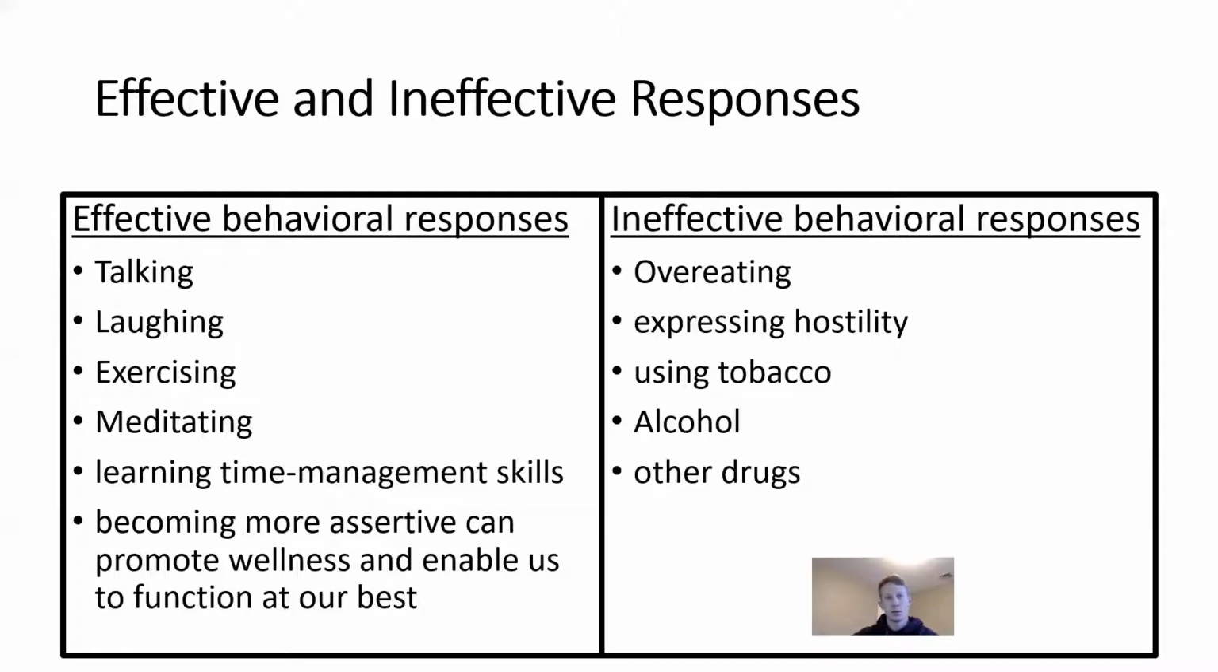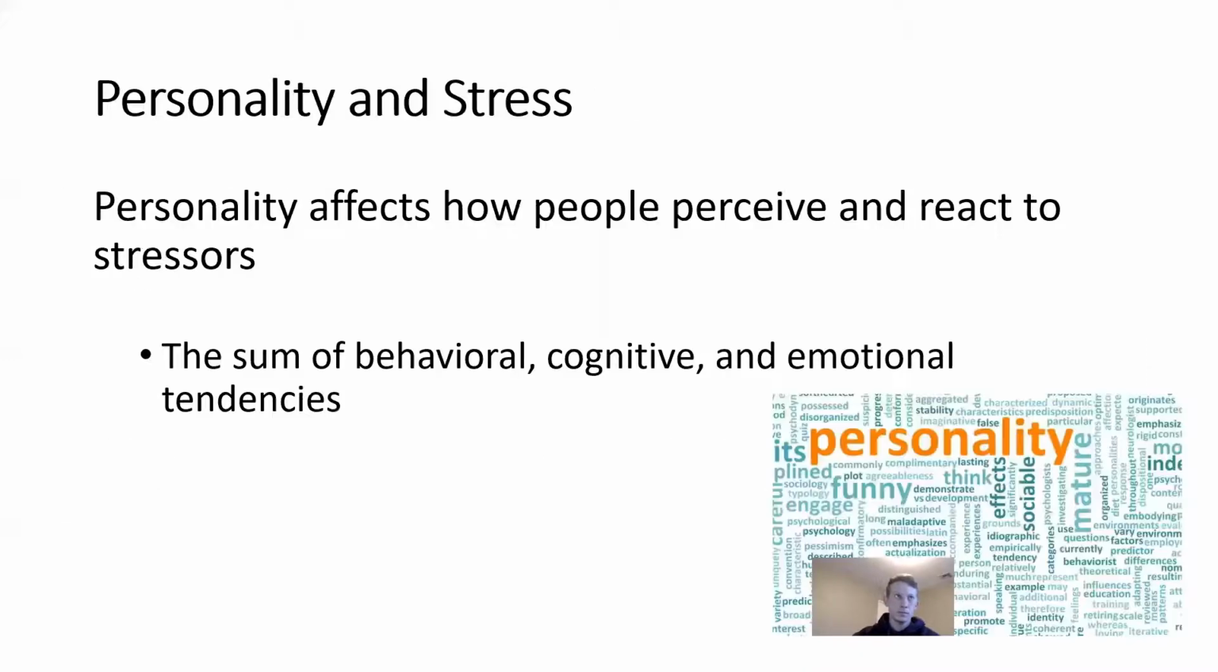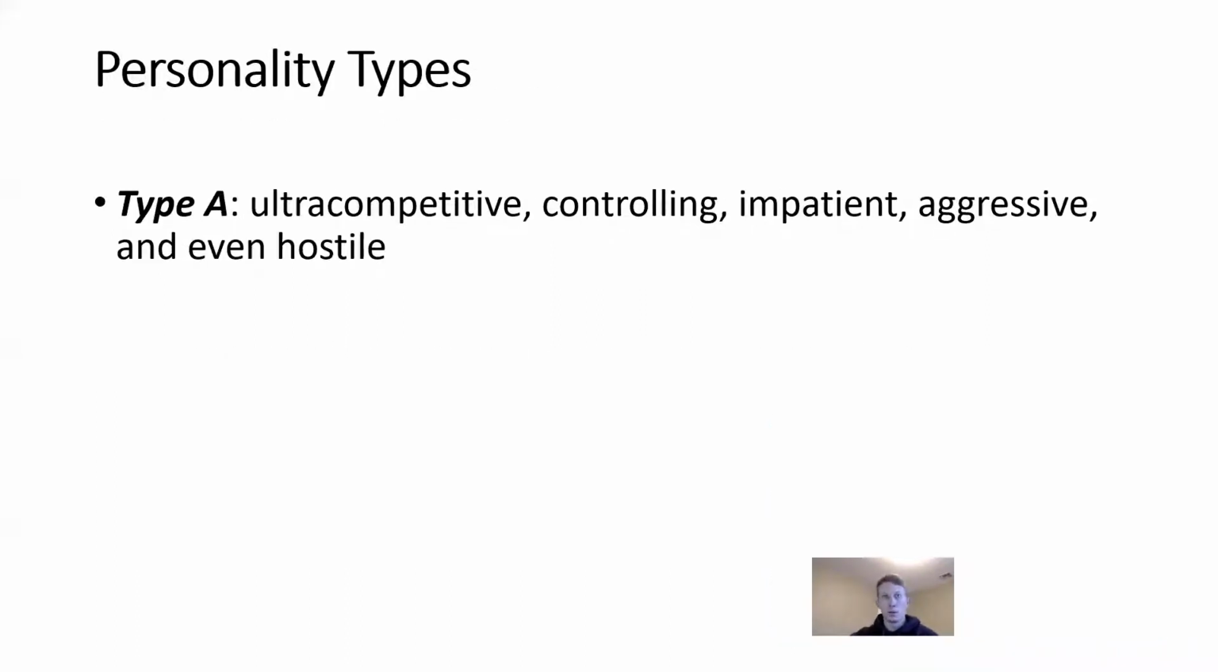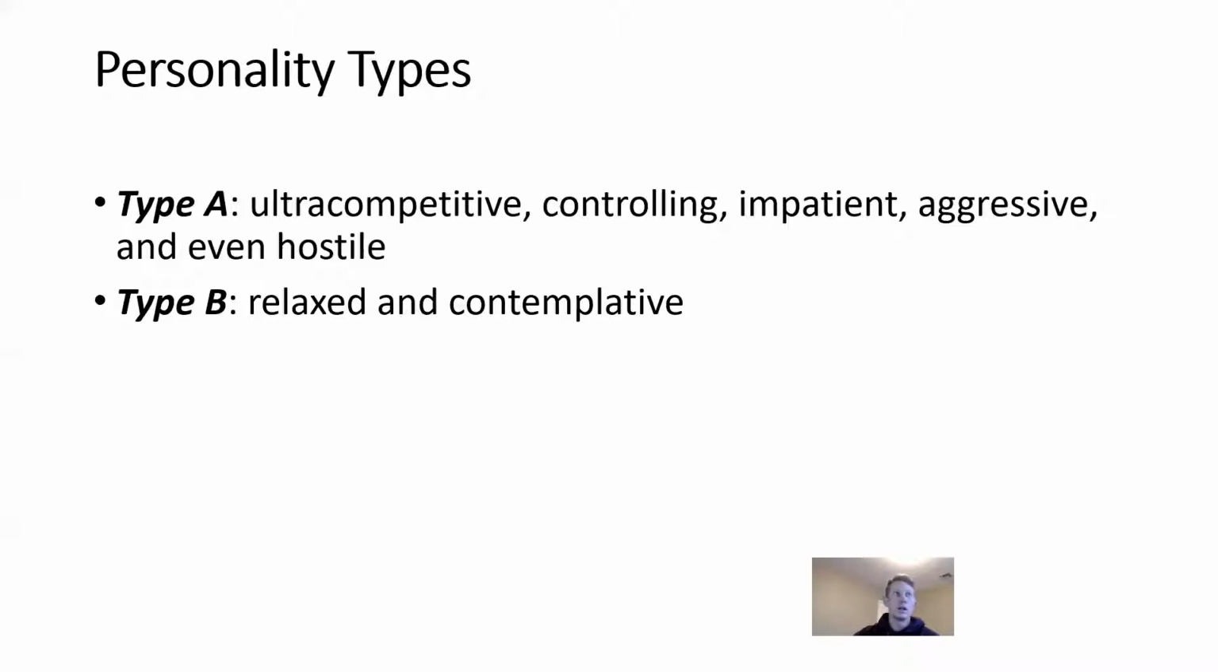Some of those ineffective responses to stress are overeating, hostility, and the use of other substances to change your perception. Okay. Some people have a personality that's more likely to react strongly to stressors. Some of your behavioral traits may cause you to lean more one way or the other. People who are ultra competitive, type A, very controlling, when they lose control, they have a very heavy response to that stress, often a hostile, aggressive response. Type B people have a more relaxed demeanor, a little bit more relaxed response to stress. Often they handle that stress a little bit better.